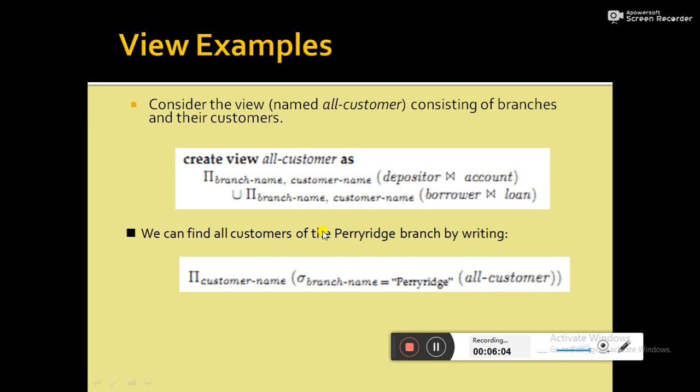Take another example. Suppose a bank employee only needs to see the information regarding their customers, and only needs to see the customer name and the branch name. All the customer names and the branch names, irrespective of whether they have a loan or an account, he or she only needs to see the name of the customer and their corresponding branch name.